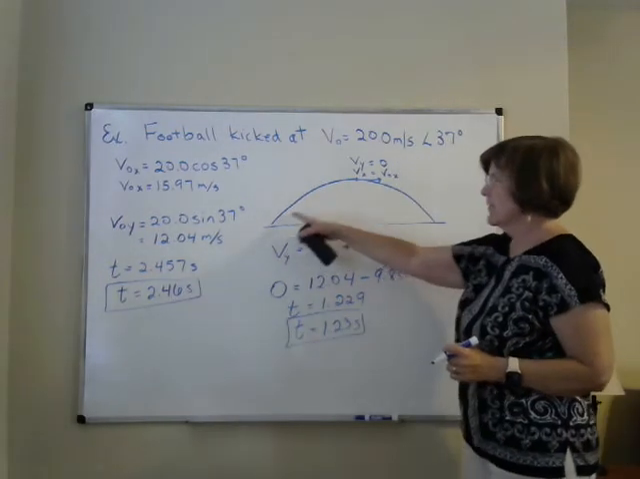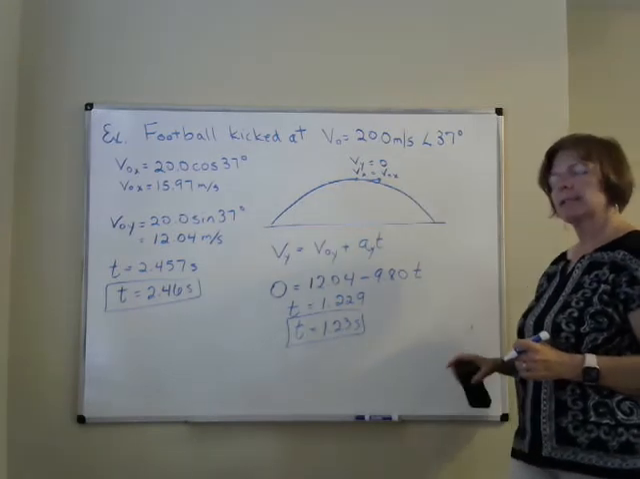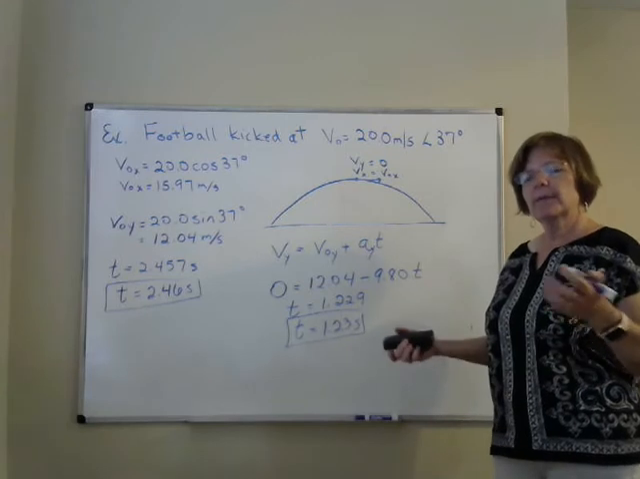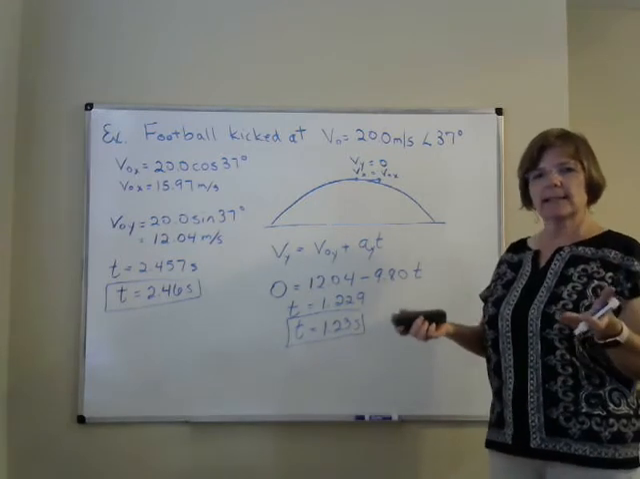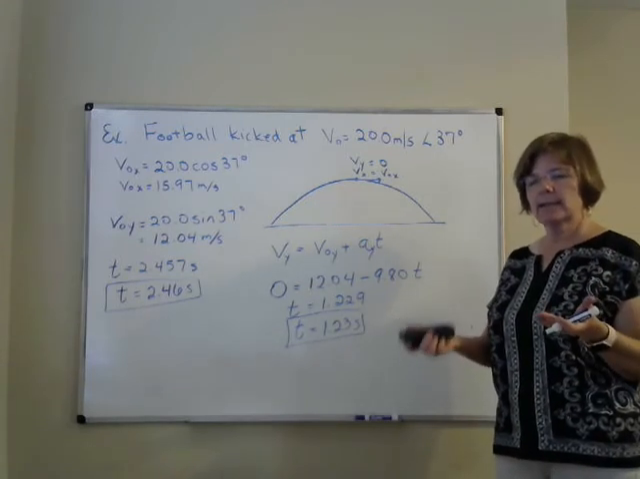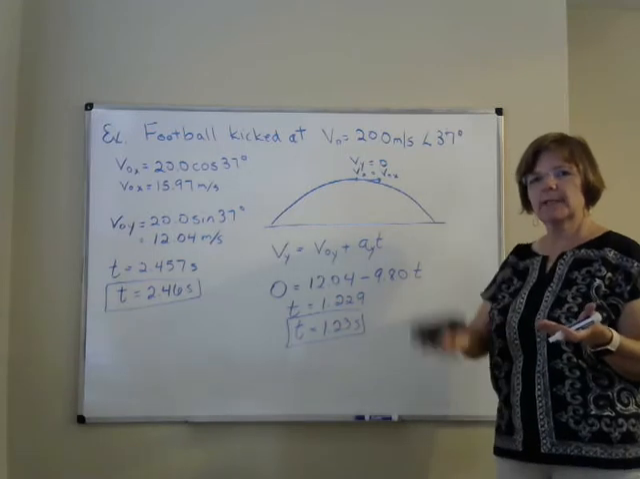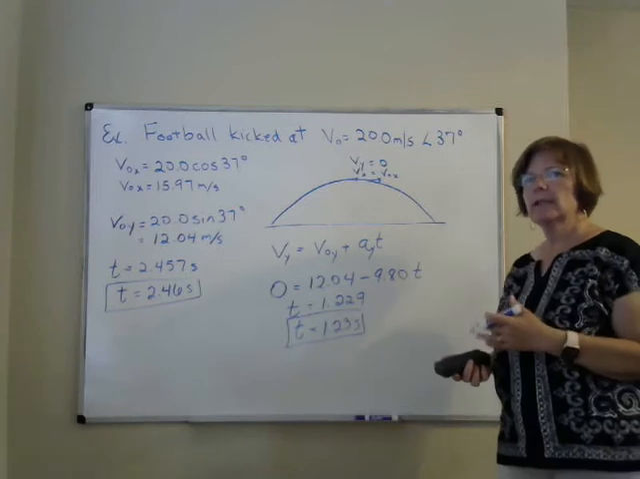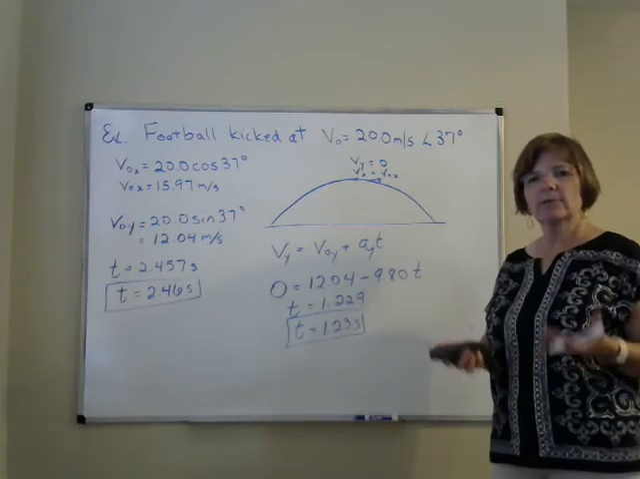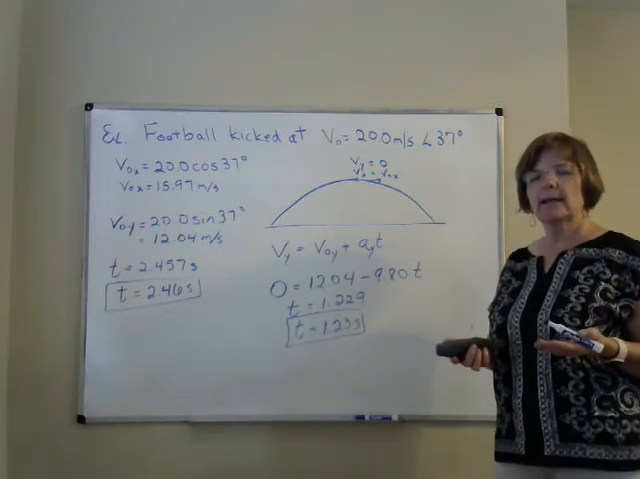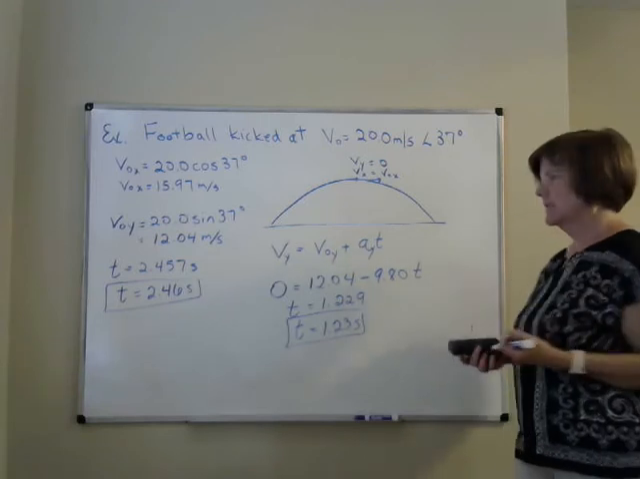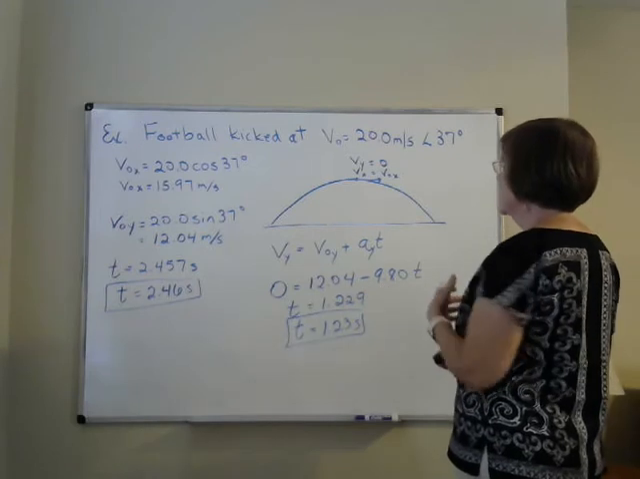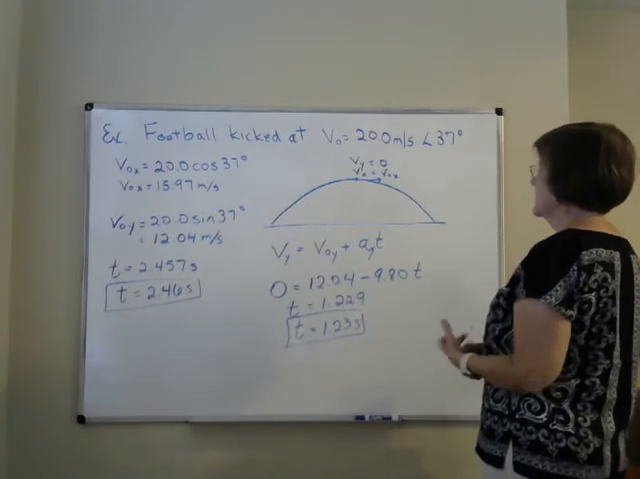The time for the first half of the trip and the time for the second half of the trip should be the same. If something is launched and lands at the same height, the time it takes for it to go up and the time it takes for it to fall down are exactly the same. If you launch it and catch it at the same height, that motion is going to be symmetric. So we know it took 1.229 seconds to get to its maximum height.